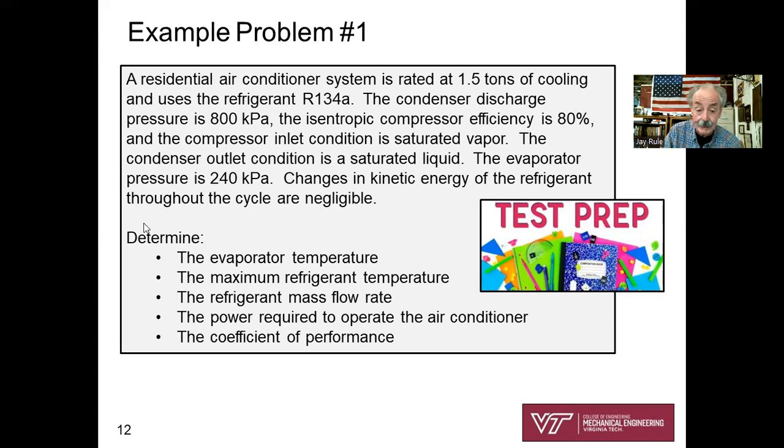Okay, and so here's our assignment. Determine the evaporator temperature, and the maximum temperature of the refrigerant, which is going to be at the discharge of the compressor. Then the mass flow rate of the refrigerant needed to deliver 1.5 tons of cooling to the house, and the power required to run the air conditioner. Pretty reasonable engineering question. And then finally, what's the coefficient of performance of this air conditioning unit? You're going to need to be able to do this.